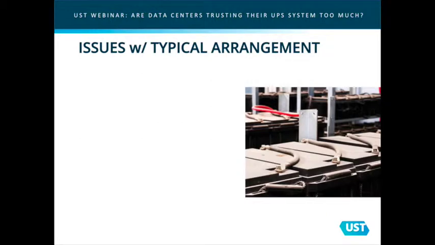So now we're going to take a look at the issues with a typical arrangement. Using the UPS as a voltage regulator will shorten the battery life. When that system is in place and the voltage goes out of tolerance, reaching a level either high or low, sooner or later the UPS has to make a decision, and it's going to revert to its batteries to make that voltage correction. Anytime you use the batteries, you're sacrificing the life of the battery.